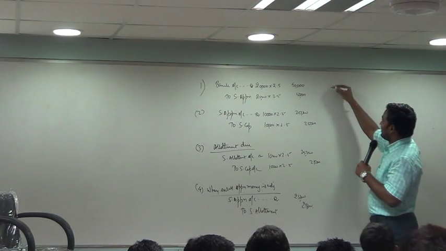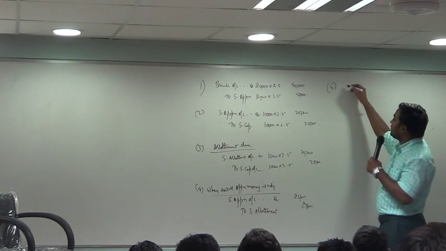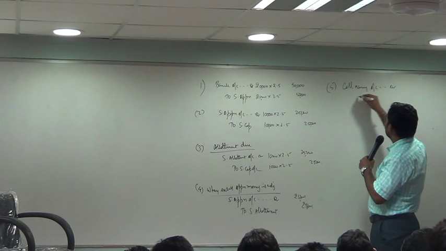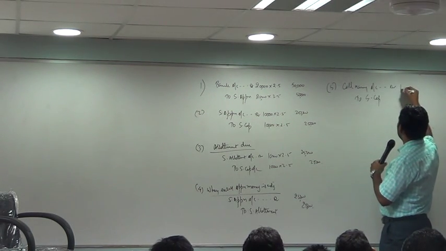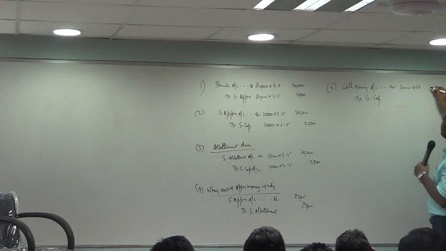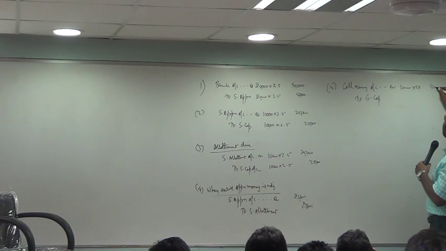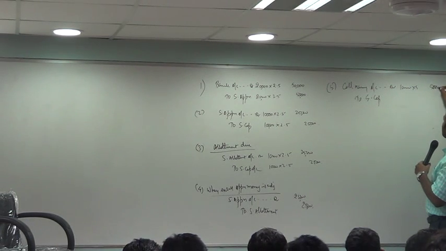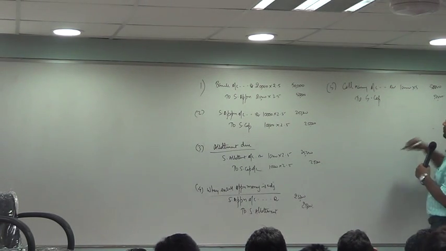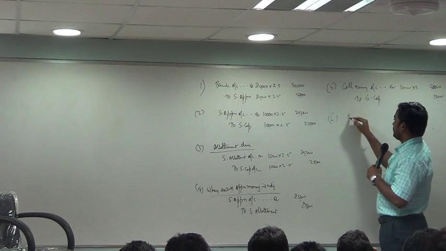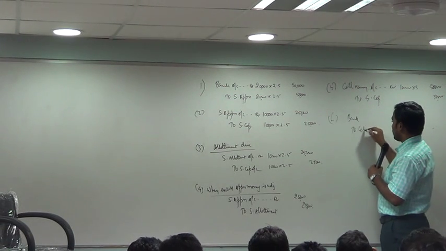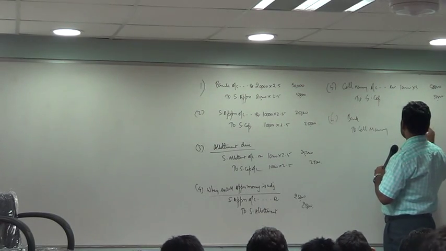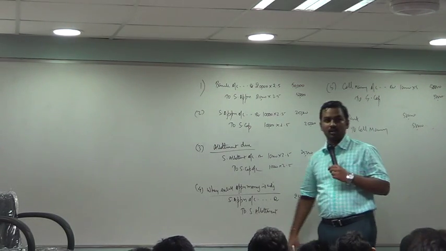What about extra money? No, it continues. Sorry, I forgot. Call money. Tell me what is the entry you write. Call money account debit to share capital, 10,000 into 5, 50,000. Fine, no? When money is received, bank account debit to call money account.